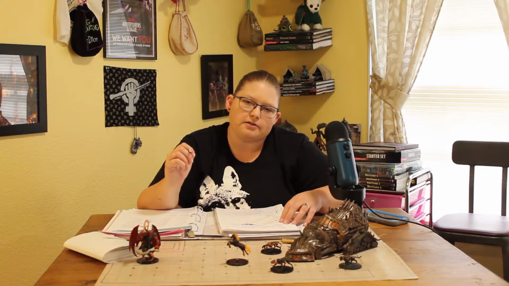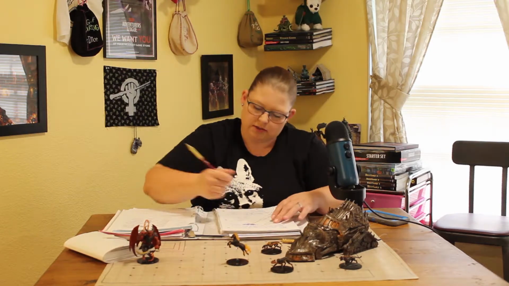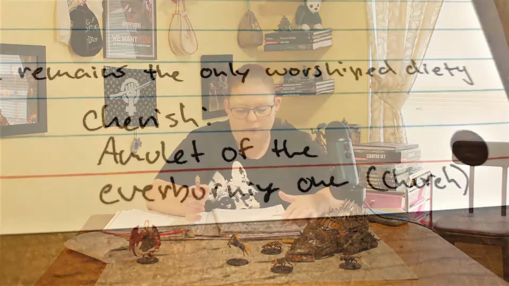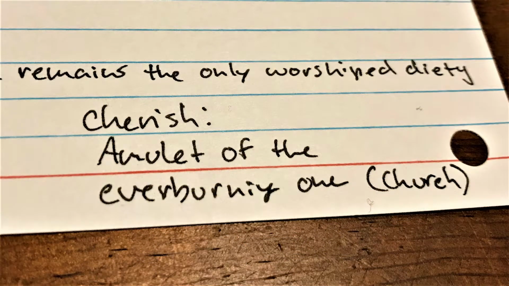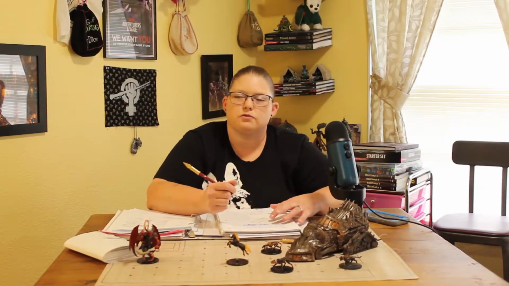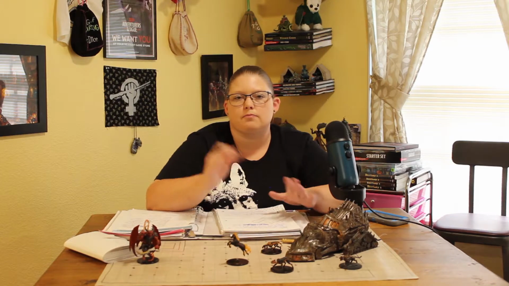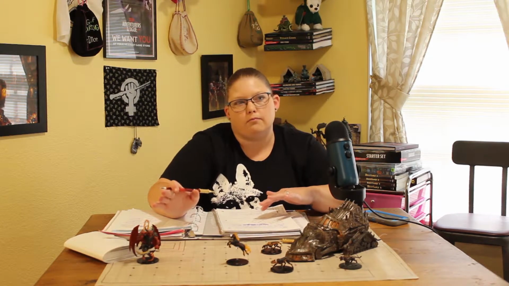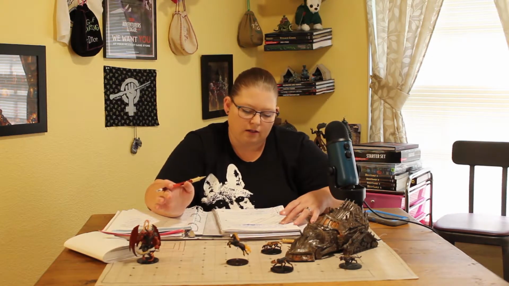I'm going necklace right now. Some sort of amulet. So he's got this amulet of the ever-burning one. I feel like it was given to him by somebody in the local church. Like he's being used as a pawn by somebody bigger and badder than him. That's perfect. I like that a lot.